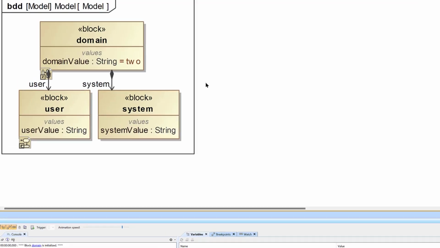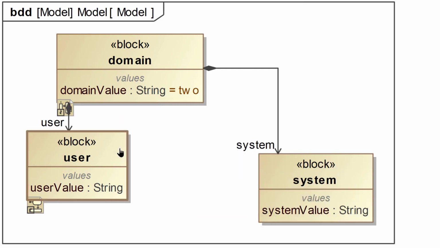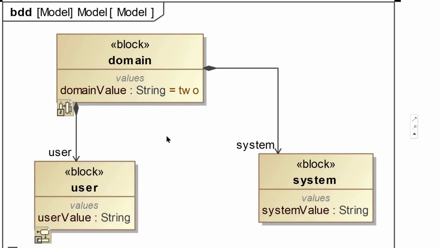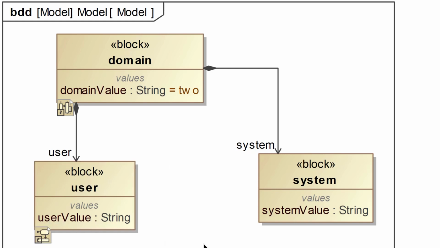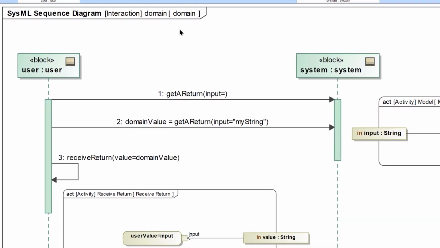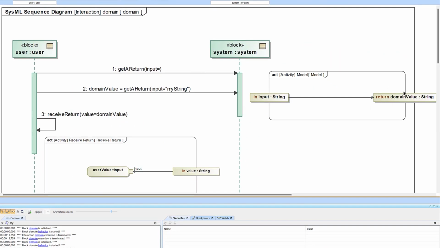If we look at the block diagram for this, notice we have a domain block called domain, and it has a value property called domain value, which is a string that has a default value of 2. Then we have a user block that has a value property called user value, and a system block that has system value for its value property. So what that means is when you look back at this, you can set the return value to be either that value property of the domain called domain value, or you can set it to a value property of this target object, which in this case is the system block.